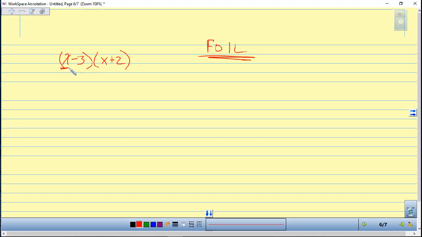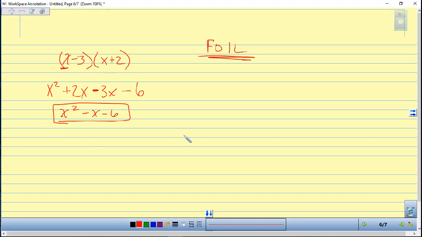So what I do is I take an x times x and x times 2, and negative 3 times x, negative 3x, and negative 3 times positive 2. And then we can combine these middle terms because they're like terms. And we're going to end up with x squared minus x minus 6. So there is our solution to x minus 3 times x plus 2.